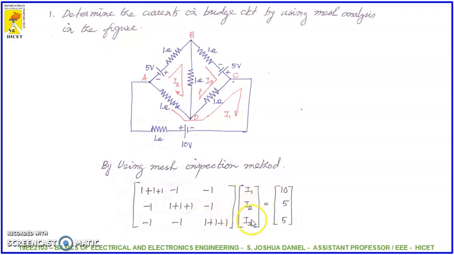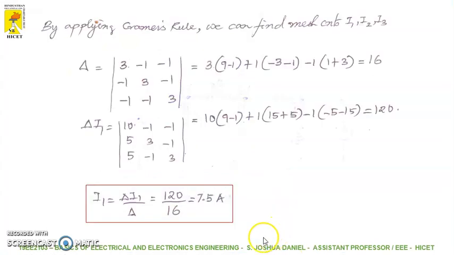And we write I1, I2, I3, and we write the voltage sources in each loop, right? In the first loop, it is 10, going from the negative plate to the positive plate, so we write it as plus 10. In the second one, it is plus 5 volts, and in the third loop, it is plus 5 volts, right? Next, we need to find the determinants by applying Cramer's rule. We find the mesh currents I1, I2, and I3.